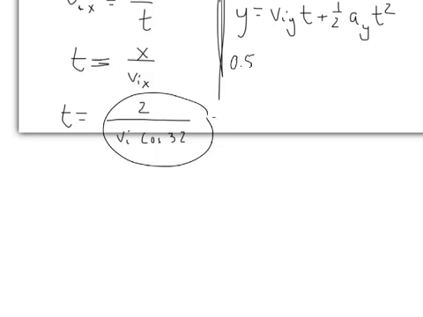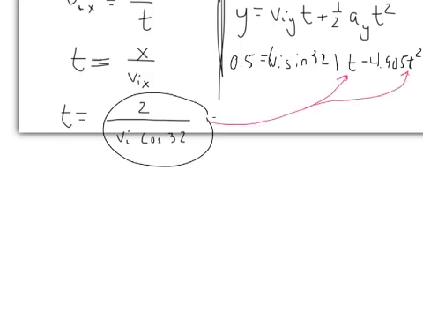y is 0.5. v_iy is going to be v_i sine 32 times t plus or minus 4.905 t squared. Okay, so I can do that first if it makes it easier, and then plug in for the time, just to make it easier on yourself. We're given the y value of 1/2. We're given that v_iy is v_i sine 32. That goes in here. Again, that gets plugged in. We don't know the time. Let's plug in for the time. Let's see what we get now.